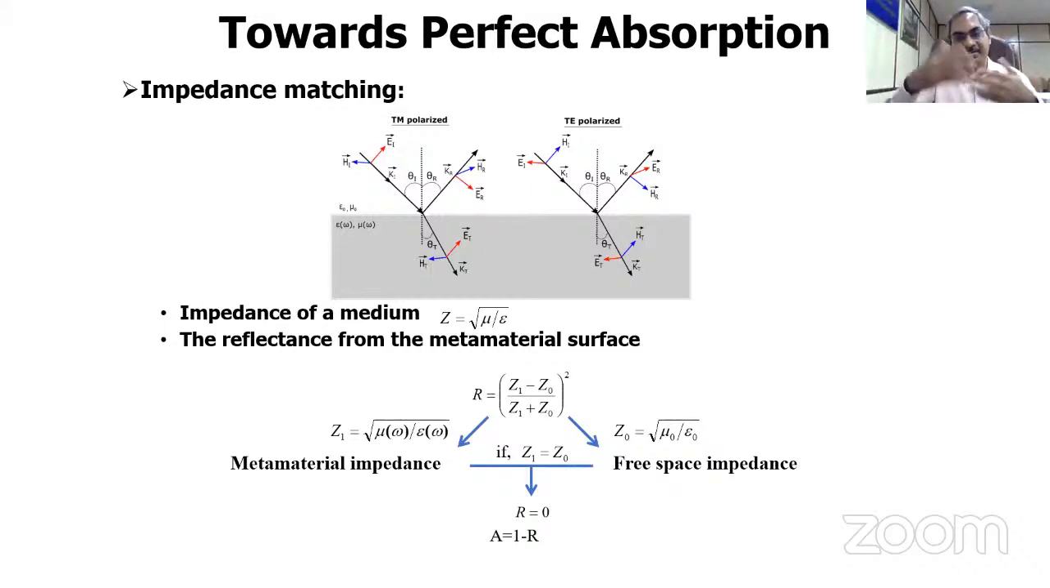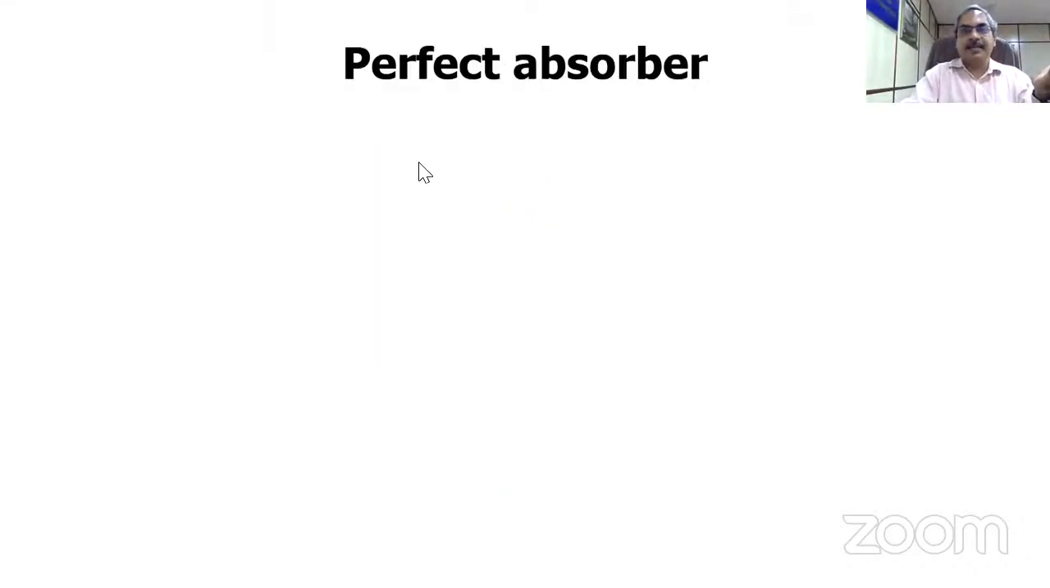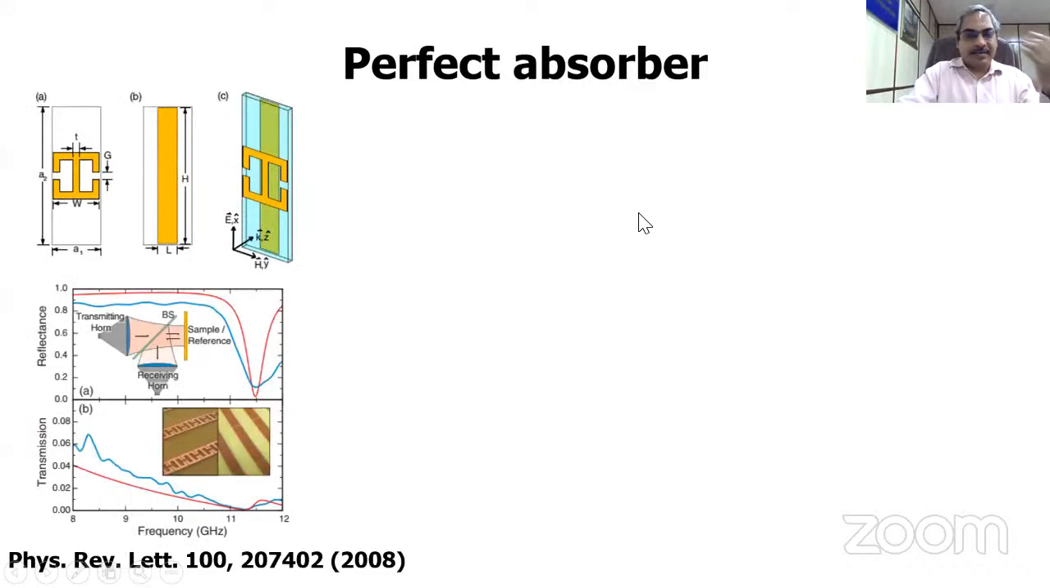Ignoring the transmission, because if you take a very thick metal, a ground plane kind of thing, then your reflection is suppressed, and your thick metal is going to block the transmission. So you're going to get 100% absorption. That's the concept of the perfect absorber when it was designed. The first proposal and demonstration was in 2008. This was at 11.2 gigahertz frequency. They made a pattern like this.